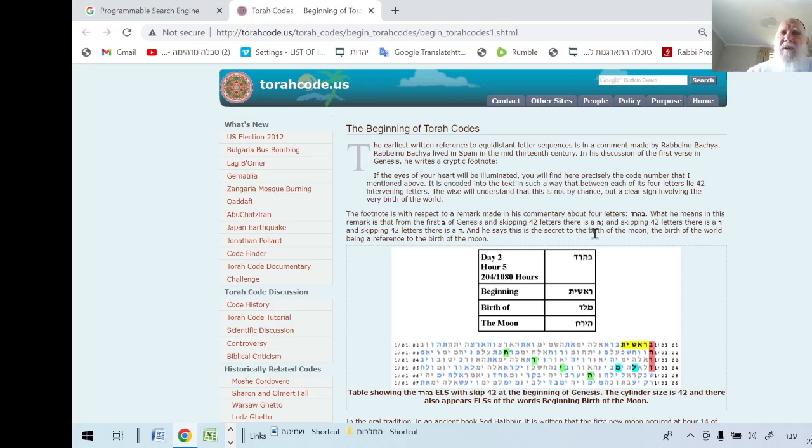So if you carry on, Bereshit bara Elokim, then you come to the letter Hey, and skipping another 42 letters, there is a Resh. And skipping another 42 letters, there is a Daled. Bereshit bara Elokim et hashamayim v'et haaretz, and so on. Every 42 letters, you have the four letters Bet, Hey, Resh, Daled. And he says this is a secret of the birth of the moon, the birth of the world, being a reference to the birth of the moon, going together. Now, the explanation in this table.